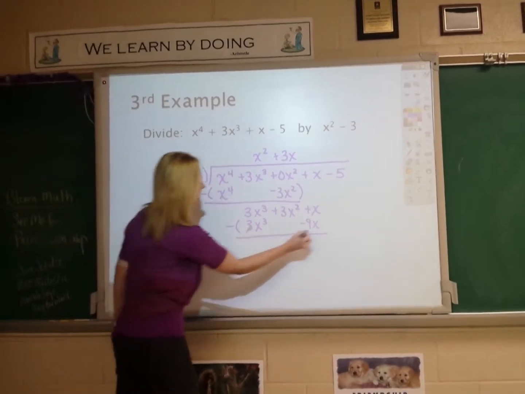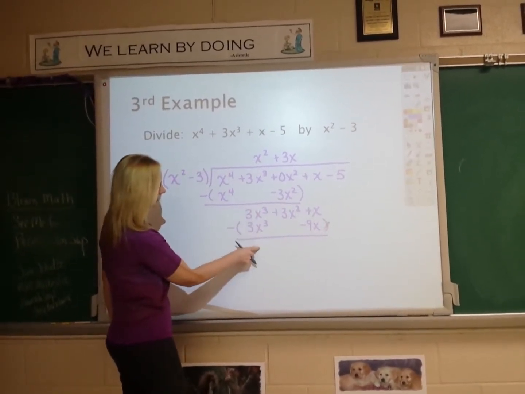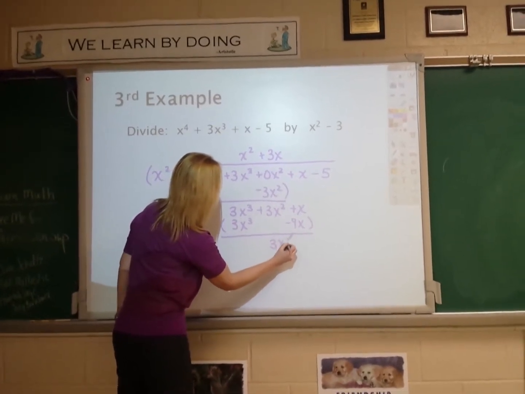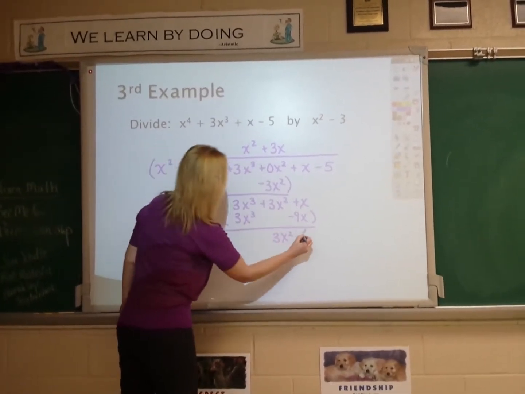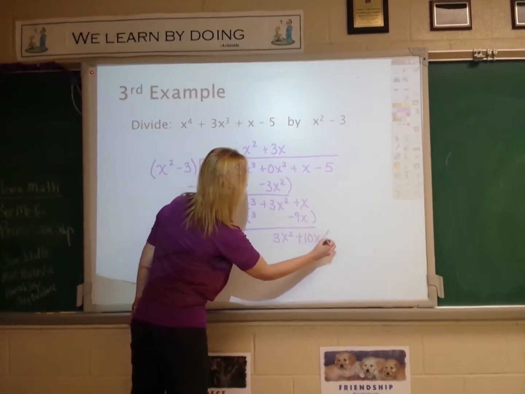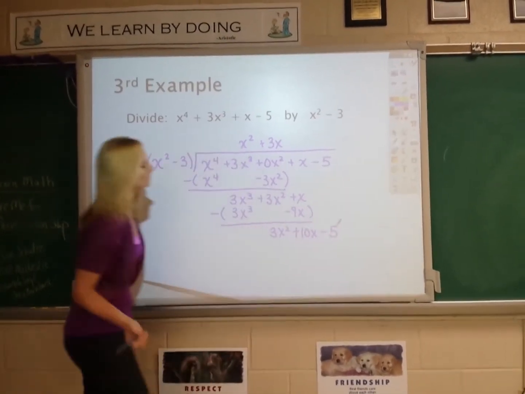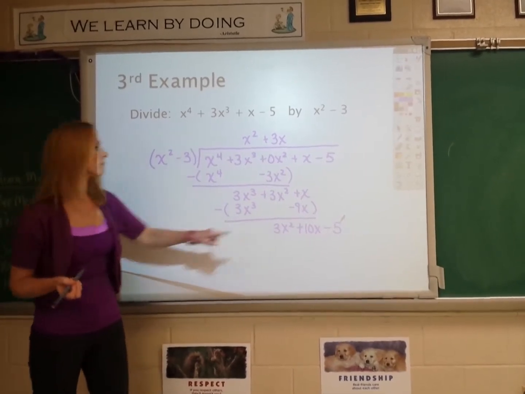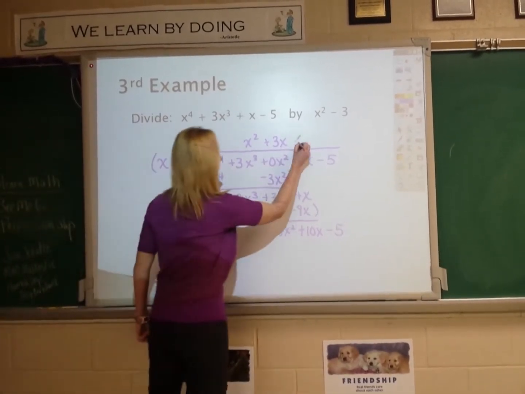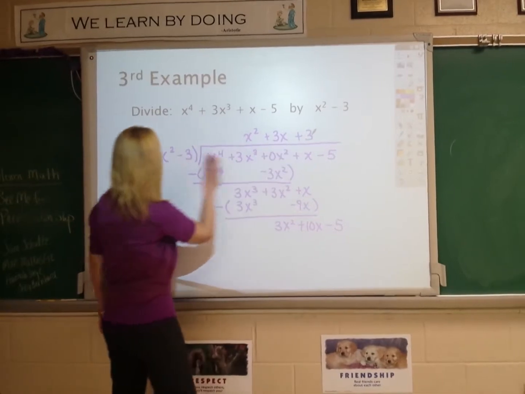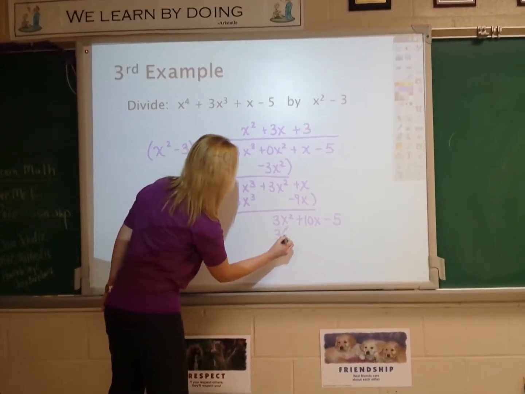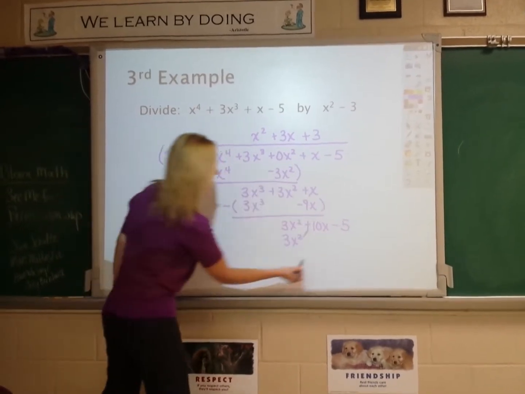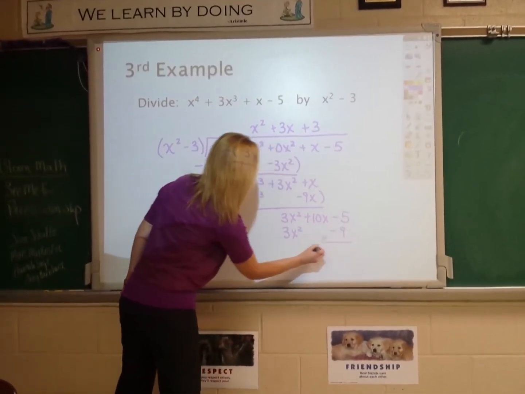And subtract. These will cancel out. This one you're just going to bring down. And this will give me a 10x. And I'm going to bring down my 5. Now you can see I just need a 3 to create my last term. 3 times x squared will be 3x squared. 3 times negative 3 is negative 9.